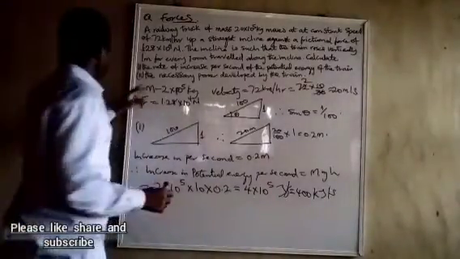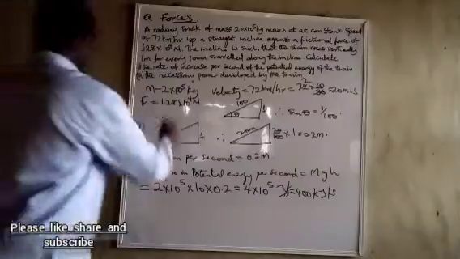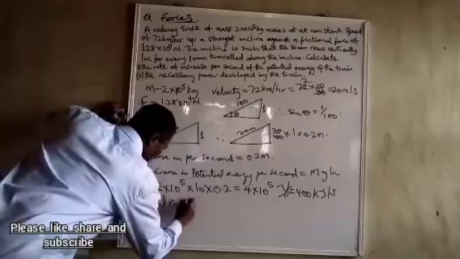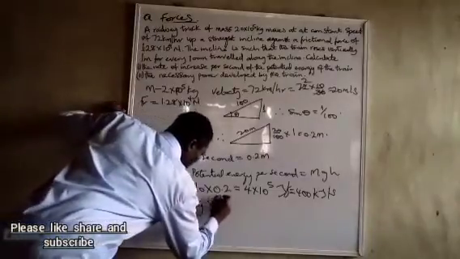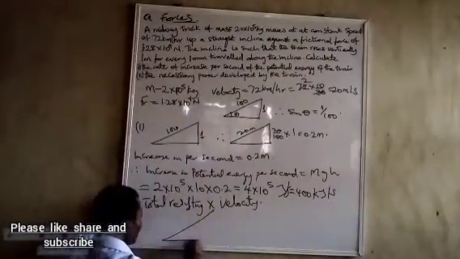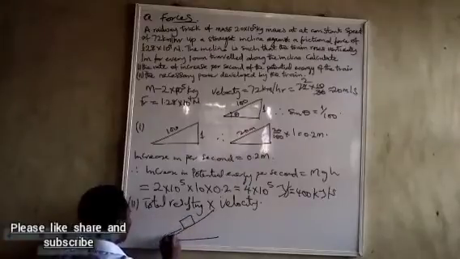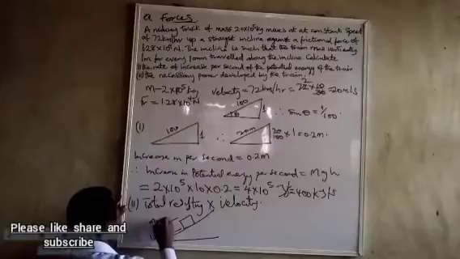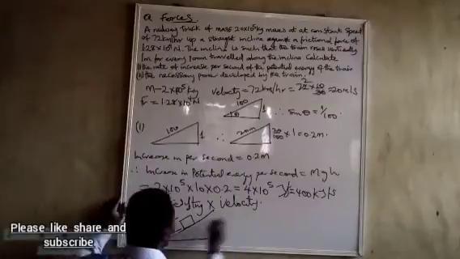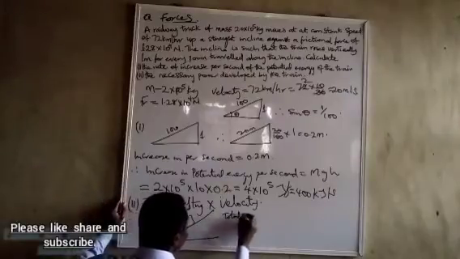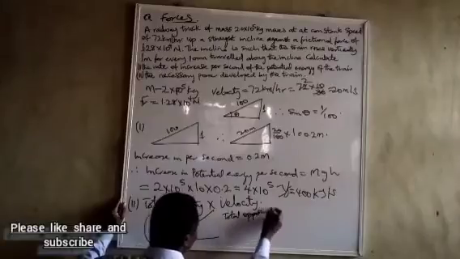Now, the second part says the necessary power developed by the train. The necessary power will be equal to the total resisting force times velocity. Now, how do we get the total resisting force? We get it like this. This is the train. It has friction of 1.28 times 10⁴ Newton first. At the same time, the component of the weight down the incline, which is mg sin theta. So the total resisting force is going to be the sum of these, times velocity. So let's calculate the total resisting force.